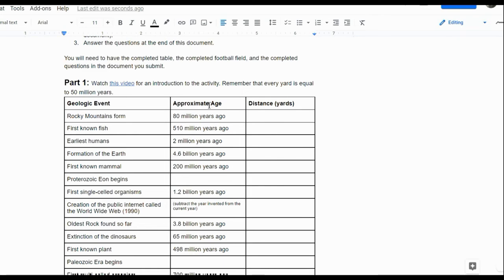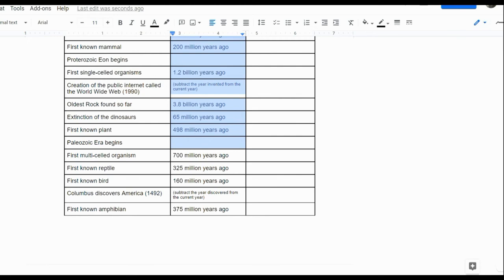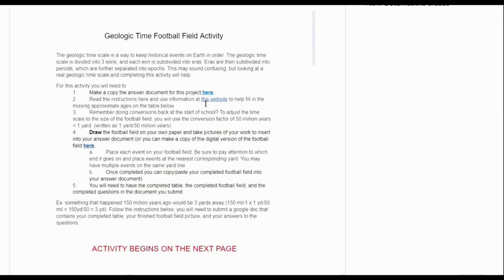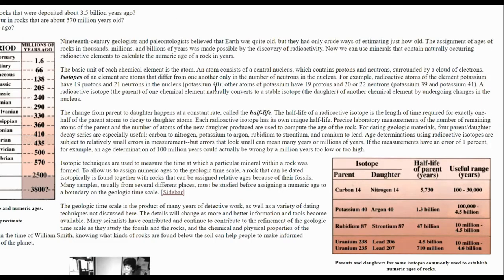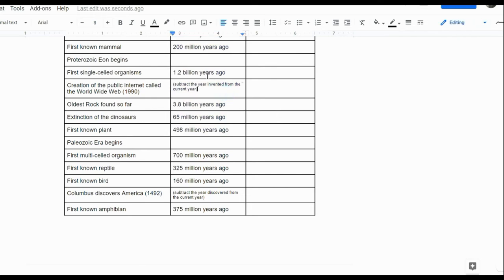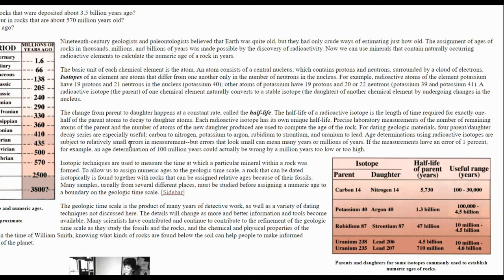So you're going to go to the website that's linked in the instructions, and you're going to fill in any blank dates in this middle column. So go to this website here, and it's going to give you information about the geologic time scale. You'll be able to see the whole website, and you can use that to fill in any missing dates. So you'll go to that site, find the Proterozoic Eon, and it will tell you how many million years ago it happened, or it began, and that's what you'll put in that column.